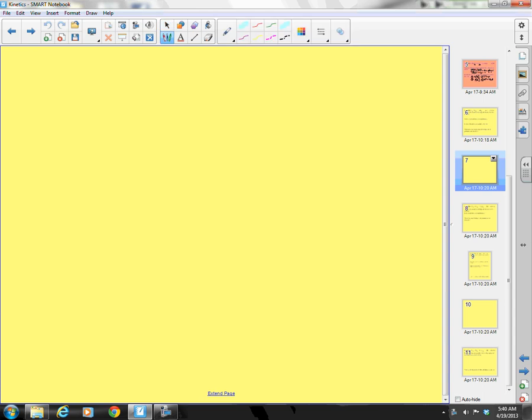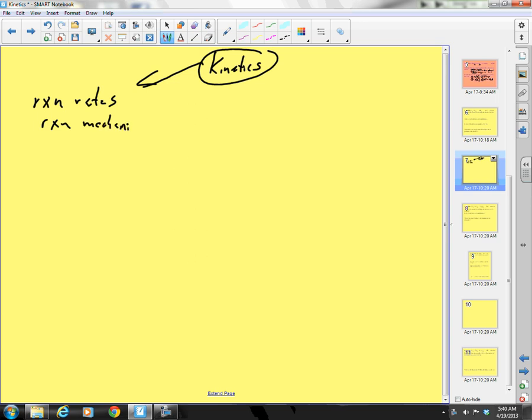And last time we talked a little bit about what the study of kinetics is. The study of kinetics is the study of reaction rates and reaction mechanisms. And we said a reaction mechanism is the step-by-step process that a reaction goes through, and that a reaction rate really is the change in concentration of a product or reactant over change in time. Then we said, let's talk about what a reaction really is.